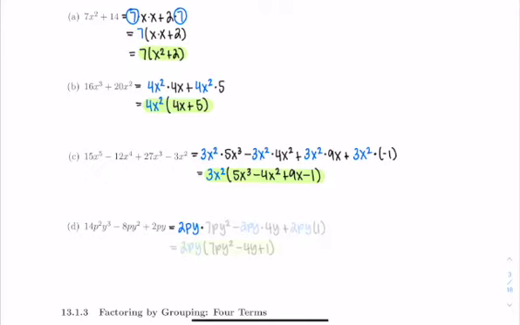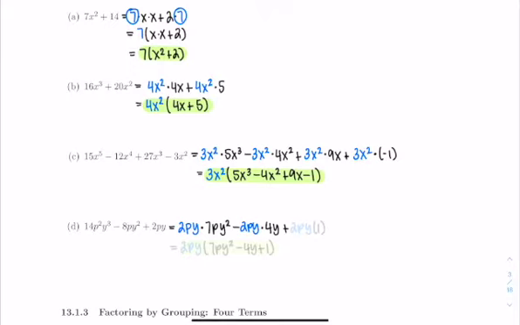So let's go ahead and rewrite it. 2py times 7p y squared would give me 14p squared y cubed. And remember, when we multiply with the same base, we add the exponents. We can pull out a 2py from the second one. And so this would end up being 4y because we already have the p.